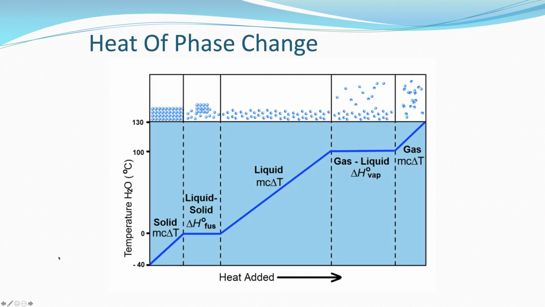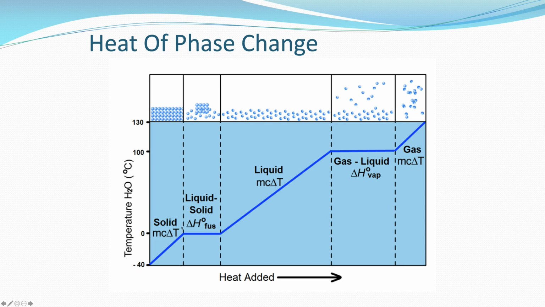This is the diagram you saw in the last video, showing that temperature can change while a phase is being heated up, but during a phase change, because temperature remains constant, we cannot have a temperature change, and therefore we can't use mc delta T. So we have two other things that we can use.